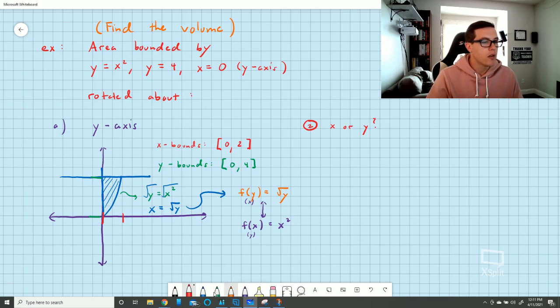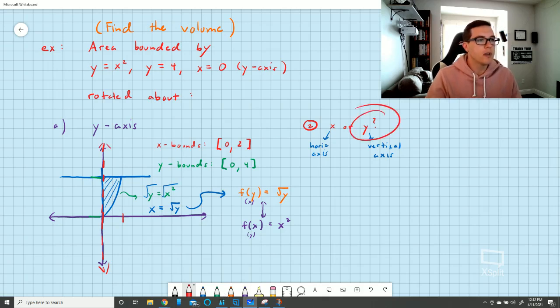And we use x when it's a horizontal axis of rotation. So from last time, this is a horizontal axis. But today, we are doing an entirely vertical axis. So we are rotating around the y-axis, which is right here. And if we are rotating around a vertical axis of rotation, we are using y, which means we can begin to build our answer. It looks like this.